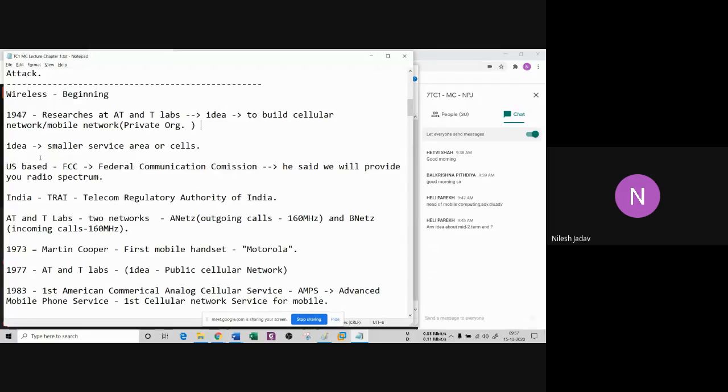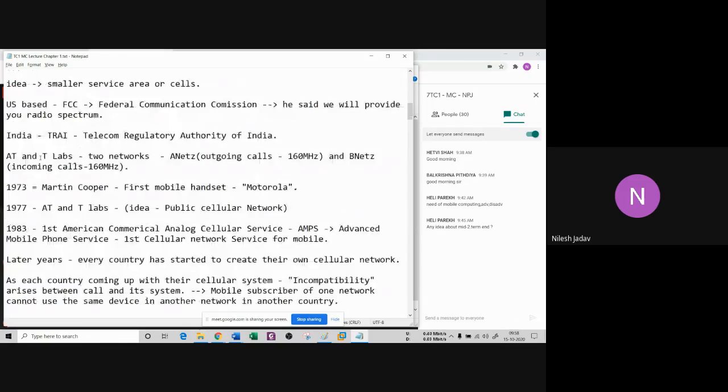Then in 1973 the first Motorola mobile handset comes up. Then in 1977, AT&T Labs created a cellular network for the public. They now want to make it commercially available to the public. In 1983, the first American commercial analog cellular service was introduced for the people, known as Advanced Mobile Phone Service. It is the first cellular network service for mobile. Before that, we do not have any kind of mobile network. This is the first cellular network created by AT&T Labs and given to the public.